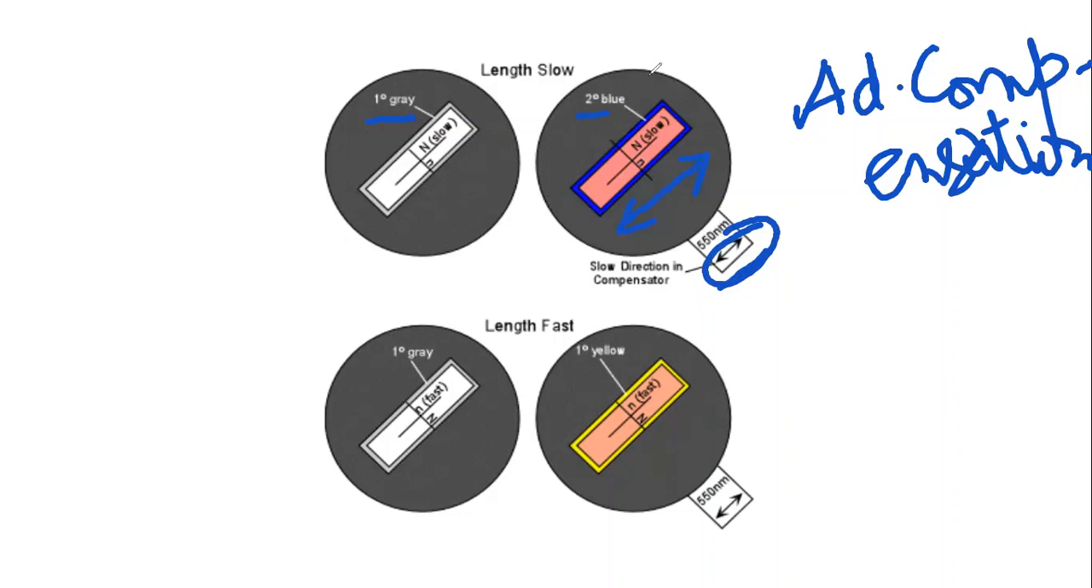So now you can see that the slow ray direction is also parallel to the elongation of the mineral. Such elongation, in which the slow ray is parallel to the length or elongation of the mineral, is termed as positive elongation, or it is called length slow elongation.